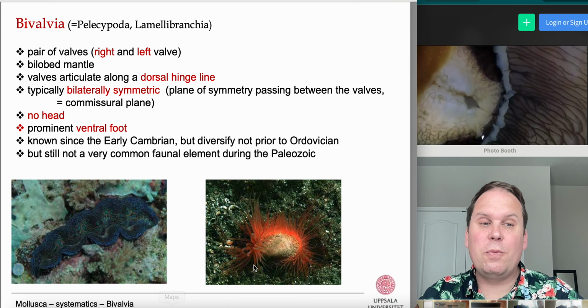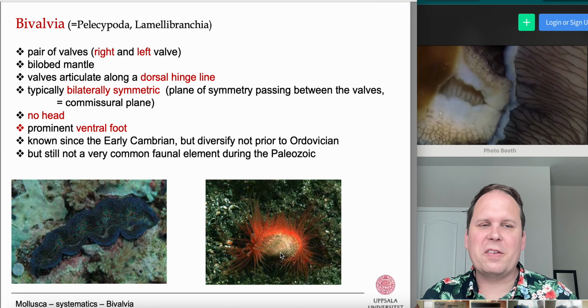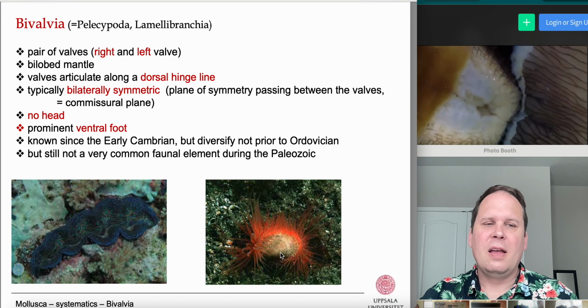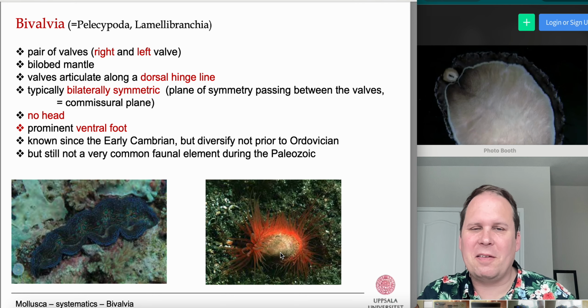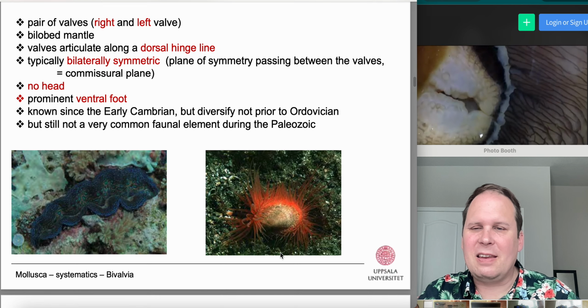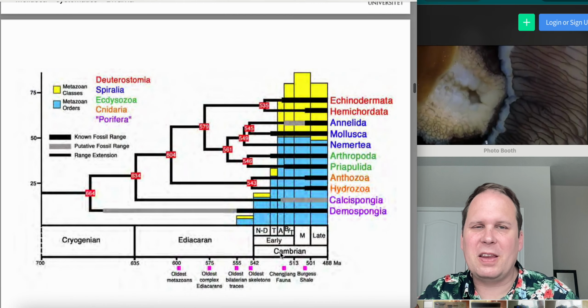The ones that move will move with a water siphon sort of thing. So they'll take in some water and then squeeze it out and use that to propel themselves along. It's kind of neat. We'll probably watch a little video that has that.